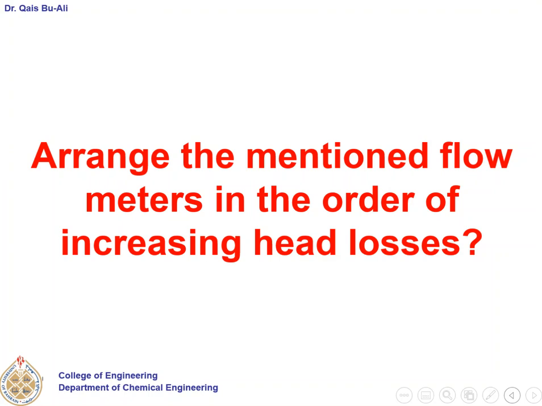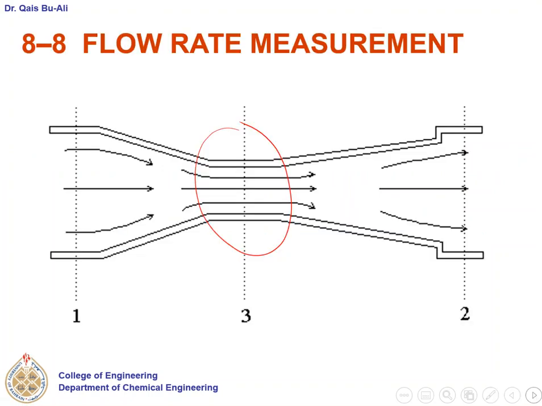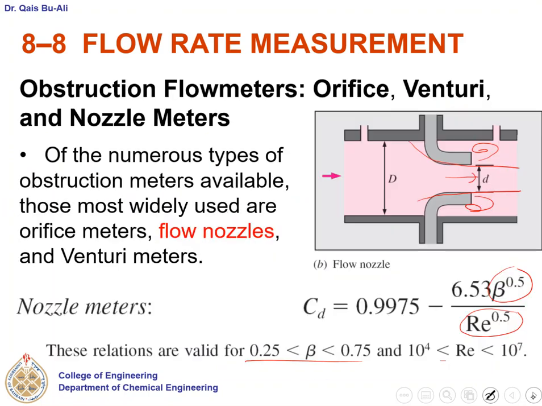Why? Because in the Venturi meter, as you can see, I just have one type of losses, which is the friction with the walls. I don't have vena contracta, I don't have eddies. However, notice what's happening here. For the flow nozzle meter, we don't have vena contracta, the flow is just utilizing the whole diameter, but still I have friction with the walls and I have eddies.